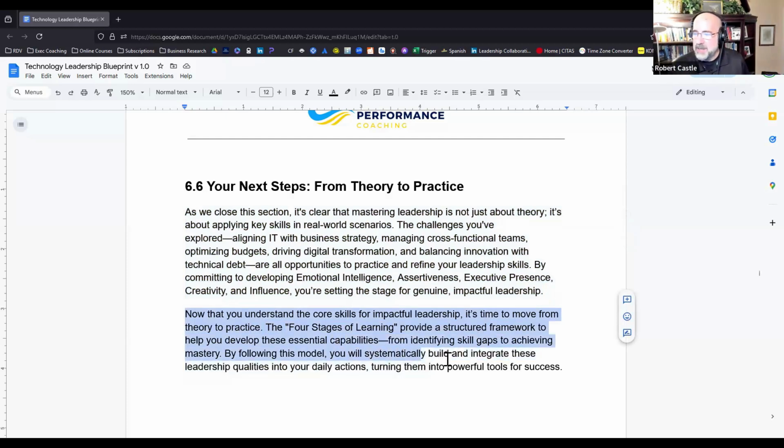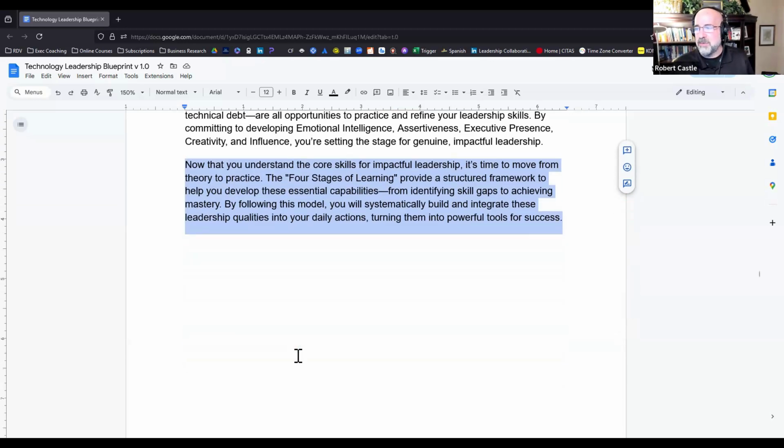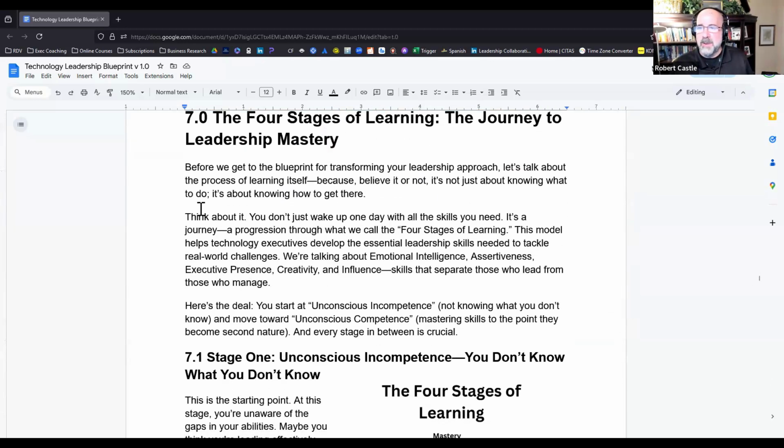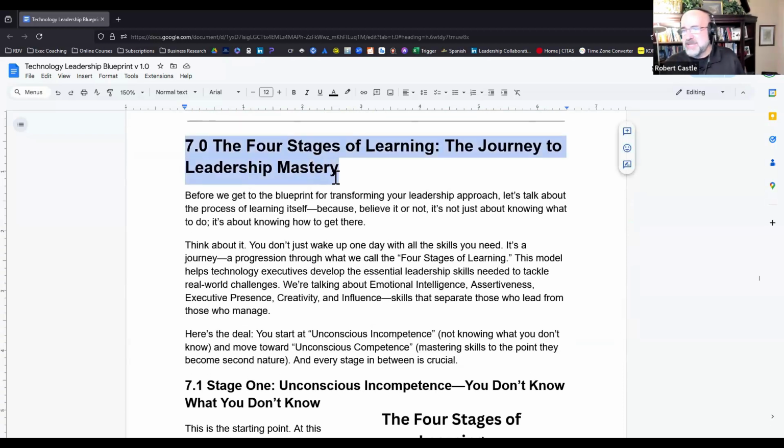Now that you understand the core skills for impactful leadership, it's time to move from theory to practice. The 4 stages of learning provide a structured framework to help you develop these essential capabilities, from identifying skill gaps to achieving mastery. By following this model, you'll systematically build and integrate these leadership qualities into your daily actions, turning them into powerful tools for success. So let's go to chapter 7, the 4 stages of learning, the journey to leadership mastery.